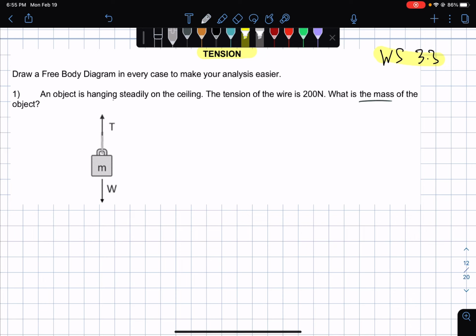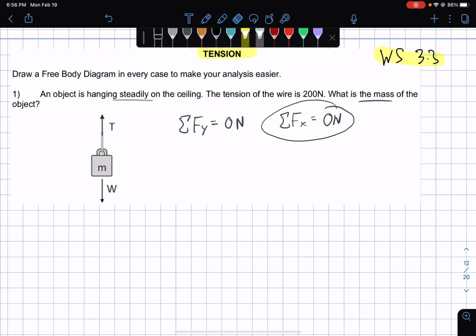But specifically here, it says that the object is hanging steadily. Therefore, the summation of forces with respect to the y-axis is equal to 0 newtons. We know this because the object isn't moving. Therefore, it's 0. And that also holds given that the scenario provides details regarding the potential movement of the object with respect to the x-axis. Although this is true regarding our scenario, it's not exactly relevant to our solution with the intention of looking for the final answer.